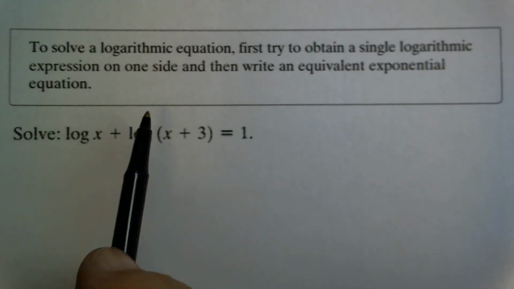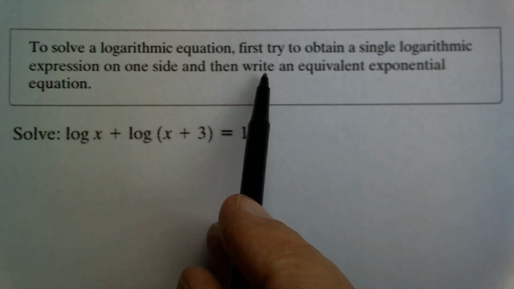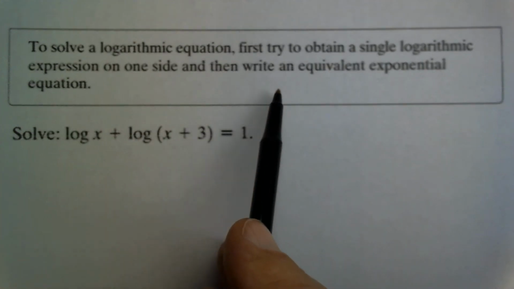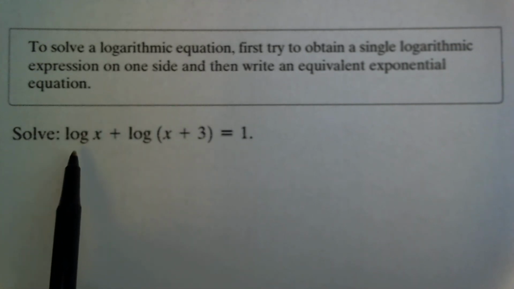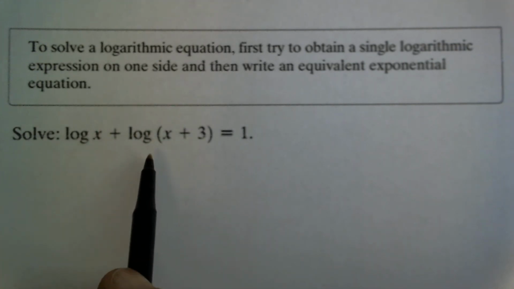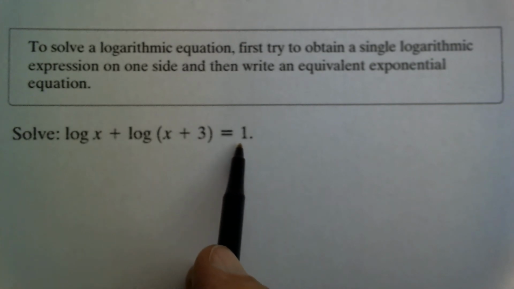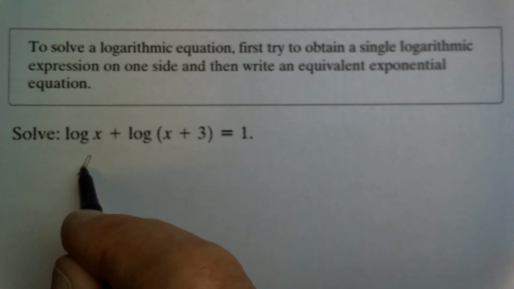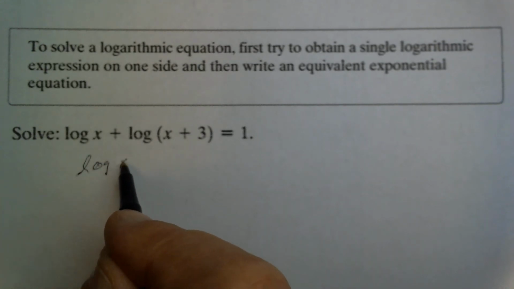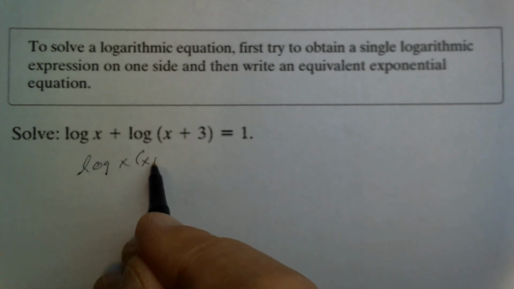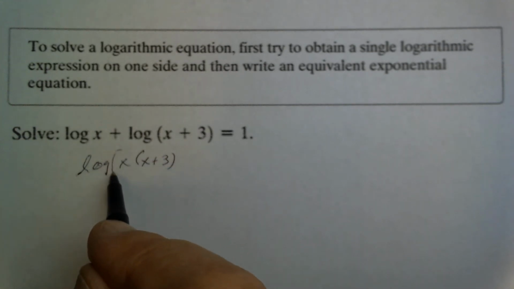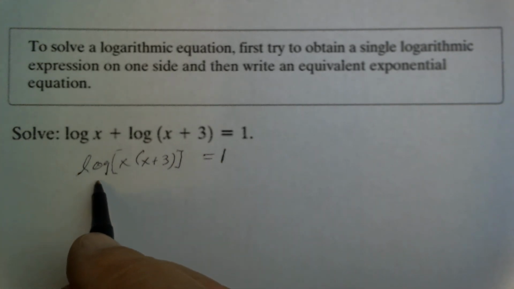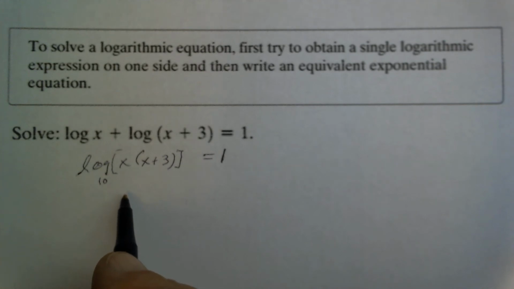So here's how we solve a logarithmic equation. First, try to obtain a single logarithmic expression on one side and then write an equivalent exponential equation. So solve log of x plus the log of x plus 3 equals 1. Based on the rules of logarithms, this means log of x times x plus 3 equals 1. And remember, this is base 10, the common logarithm.